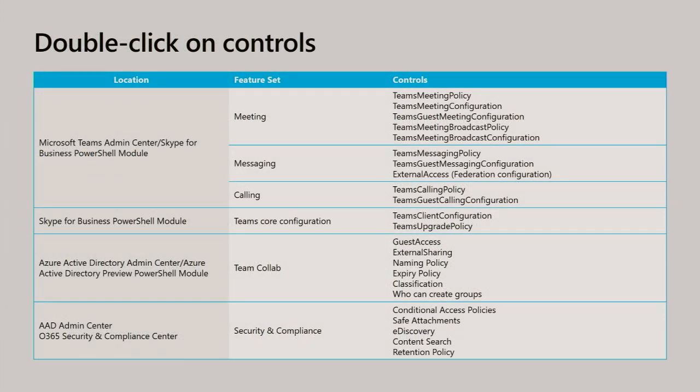This is just a list of controls for you. It's a good guidance so you have a sense of what to manage where. So for example, if you were talking about meetings, it happens in the Microsoft Teams Admin Center, and you have controls over policies, configurations, similar to the rest of the capabilities for messaging, team collaboration, and security and compliance. You will have this slide on the deck for you to access later. So it's also a good cheat sheet to have around.